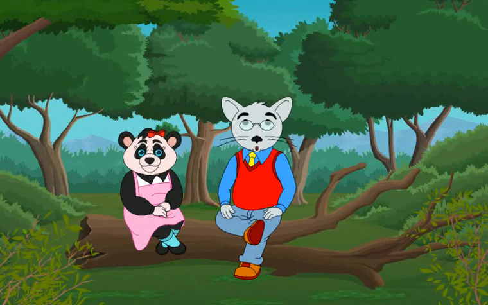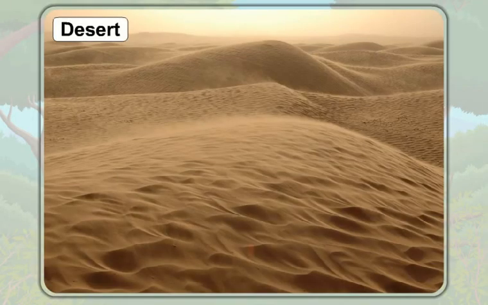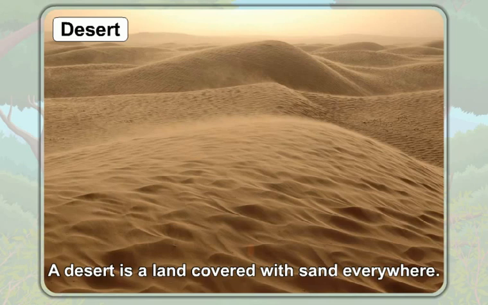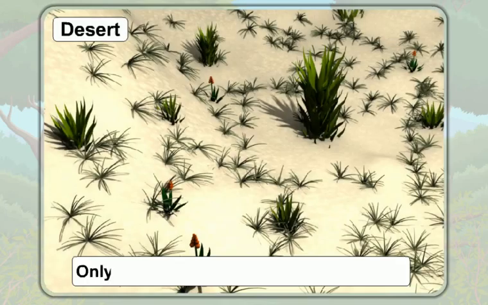Students, now let us discuss about the terrestrial plants in more detail. This is a desert. A desert is a land covered with sand everywhere. It is very hot and less rainfall occurs here. Due to less rainfall, only a few plants can grow in the desert.